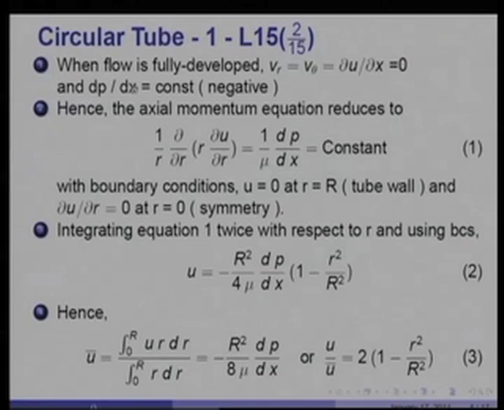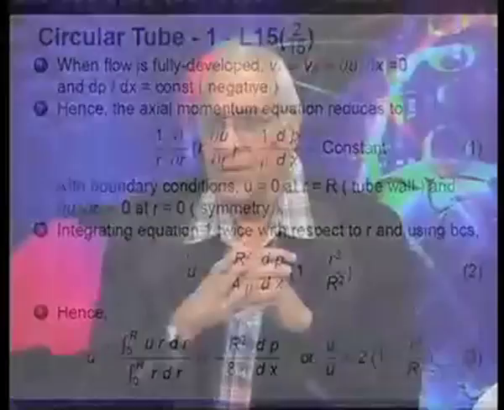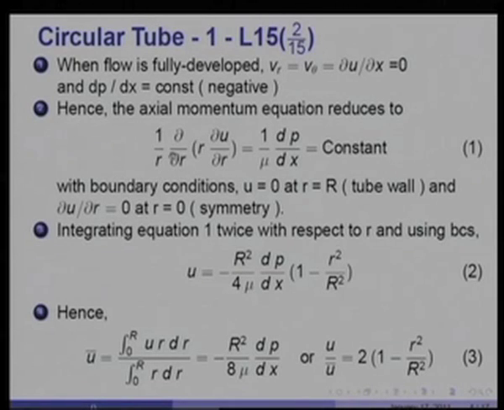Let us take the case of a circular tube, which you all very well know. This is simply to refresh your memory. When the flow is fully developed, then the radial velocity as well as the circumferential velocity components are zero, and the axial velocity gradient is also zero because the boundary layers have now met, which results in the axial pressure gradient becoming constant. Hence, the axial momentum equation reduces to 1 over r d by dr of r du by dr equal to 1 by mu dp by dx equal to a constant, with boundary conditions u equal to 0 at the tube wall, r equal to R, and the gradient du by dr equal to 0 at the axis of symmetry.